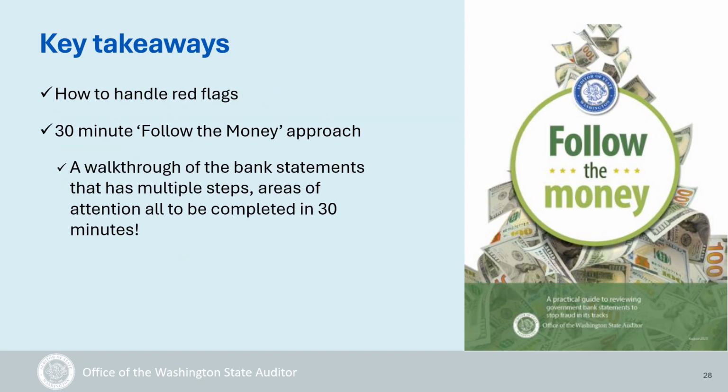Another great aspect of this resource is the section on how to handle red flags. This is what a government should do if you spot a red flag when reviewing the bank statements and doing your bank reconciliation. This includes doing further research and documentation, notifying SAO as required by our state law, and other processes to follow. As part of how to handle red flags, there's a 30-minute follow the money approach in this resource, which gives you a time frame for each monitoring task.